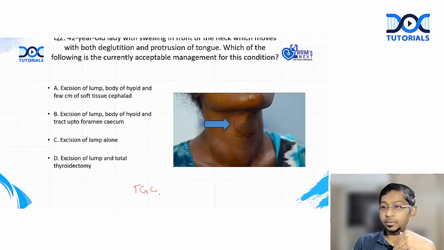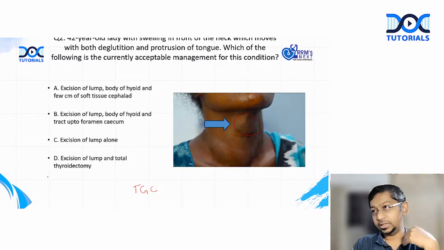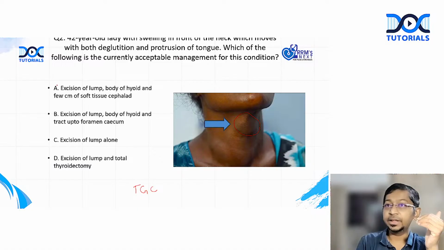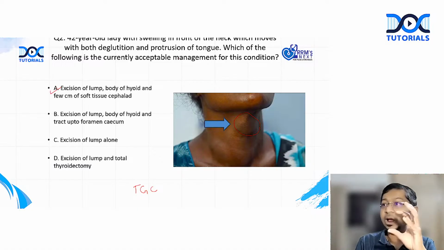Let's look at the correct answer here first, and then we'll go on to discuss the options. The correct answer here is that we need to excise the swelling along with a portion of the body of the hyoid. And usually we take about 2 to 3 centimeters of soft tissue cephalad to the body of the hyoid bone. Now, why do we do that?